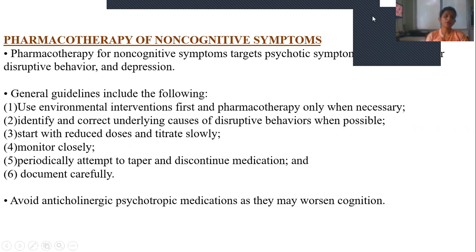Monitor closely, and periodically attempt to taper and discontinue medication. So slowly we have to increase the dose, and whenever it is to be stopped, slowly we have to reduce the dose and discontinue the medication. Whatever it is, everything should be documented carefully. And avoid anticholinergic psychotropic medications as they may worsen cognition. Why? Because for treatment we are already giving cholinesterase inhibitors. Again, if along with that we give anticholinergics, it will further worsen the cognitive behavior. So we should not give anticholinergics in combination with cholinesterase inhibitors.